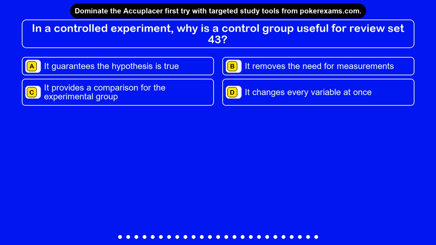Question 25. In a controlled experiment, why is a control group useful for review set 43? Option A. It guarantees the hypothesis is true. Option B. It removes the need for measurements. Option C. It provides a comparison for the experimental group. Option D. It changes every variable at once.